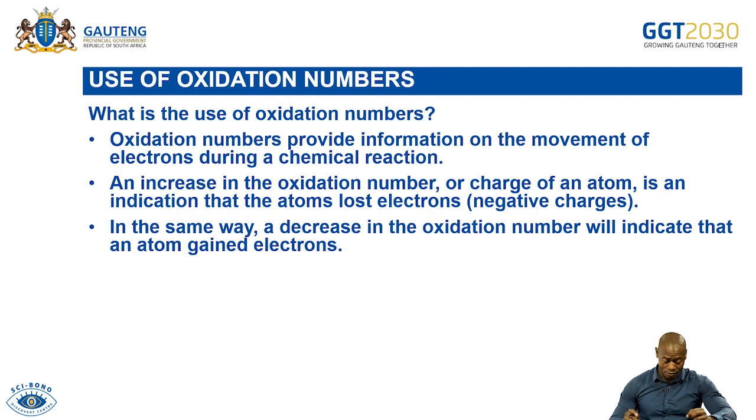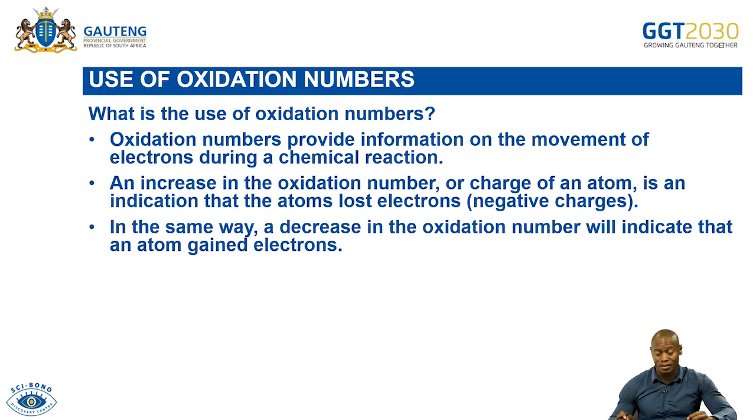So the use of oxidation numbers is actually to track the movement of electrons during a chemical reaction. So that is the most important use of oxidation numbers, right? It is just there to assist us to track the movement of electrons during a chemical reaction.